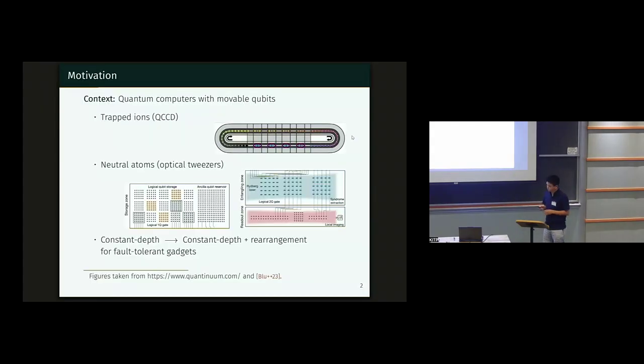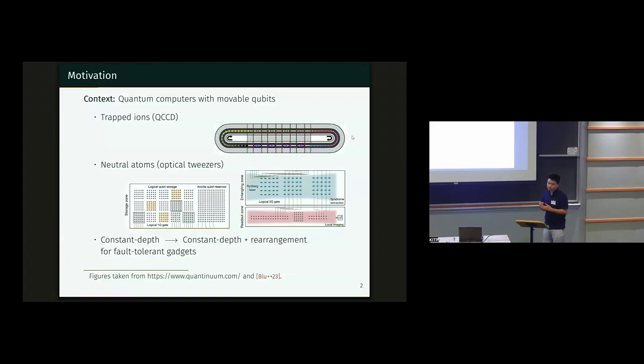The setting I have in mind is quantum computers with very movable qubits. Your qubits are defined as electronic energy levels, either in trapped ions or neutral atoms. These can be moved using electromagnetic fields in the so-called QCCD architecture, or you can trap them with optical tweezers and move the laser arrays to move your physical qubits, which is what is done, for example, at QuEra.